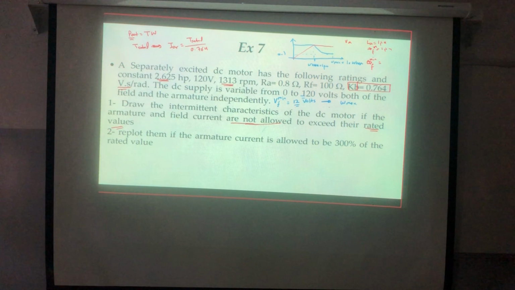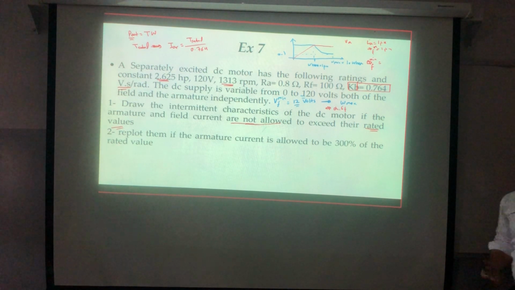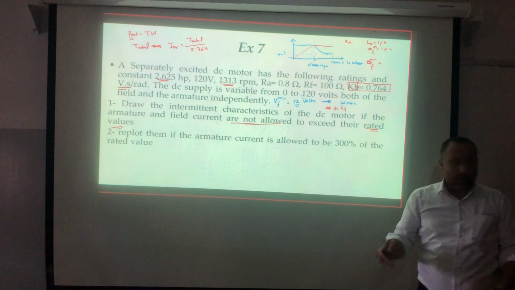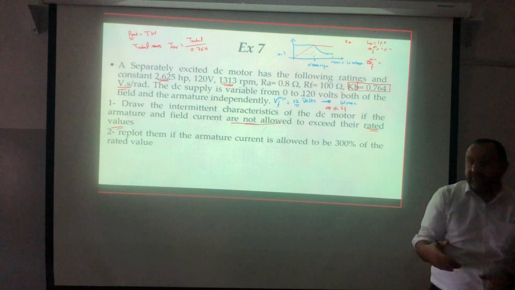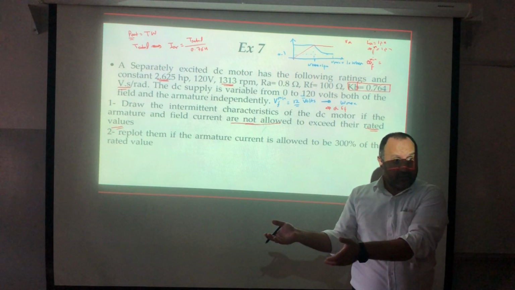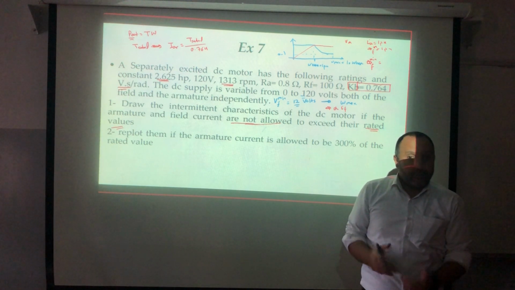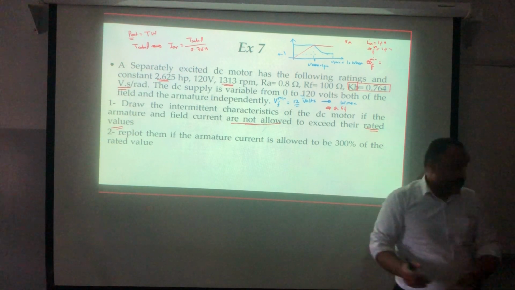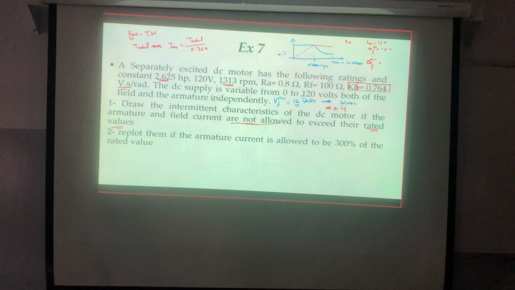We know that the flux is proportional with what? With IF. And IF is proportional with what? With the voltage. So 120 volts is giving me the rated field. So 12 volts will give me what? 0.1 of the rated. So simply this means that this value will equal what? 0.1.